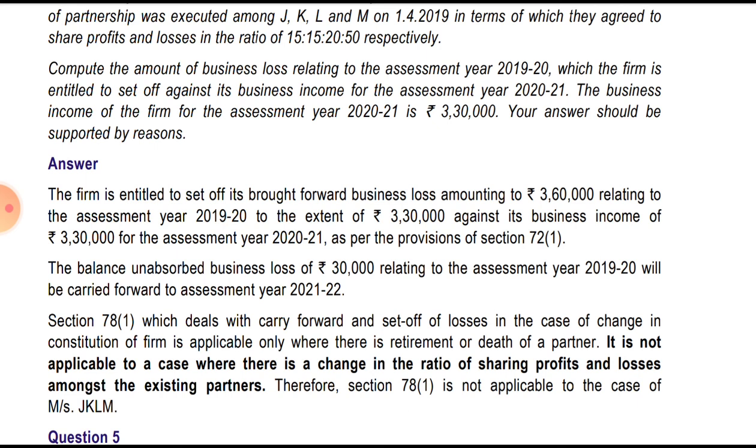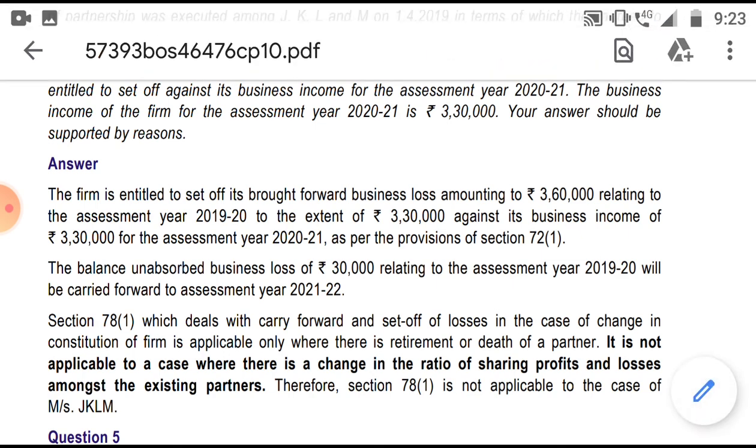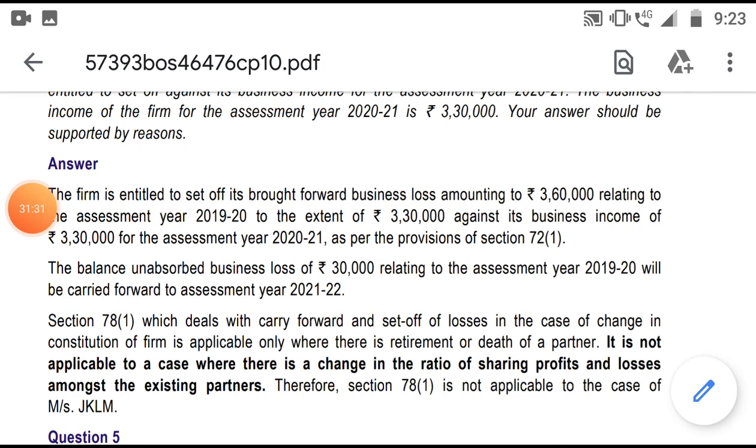Section 78(1), which deals with the carry forward and the set off of the losses in case of change in the constitution of the firm, is applicable only where there is any retirement or death of a partner. But there isn't any retirement in this case, and there isn't any death either. Just the profit sharing ratio has been changed, so section 78 will not be attracted.